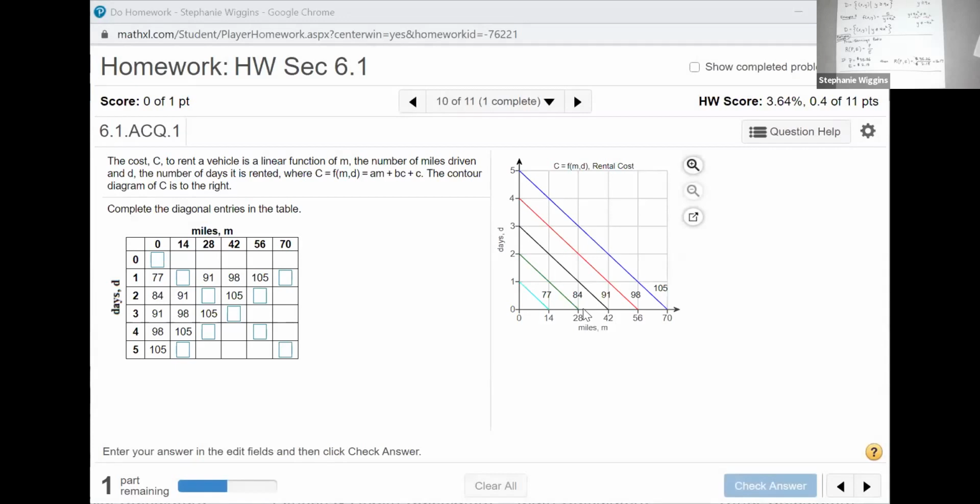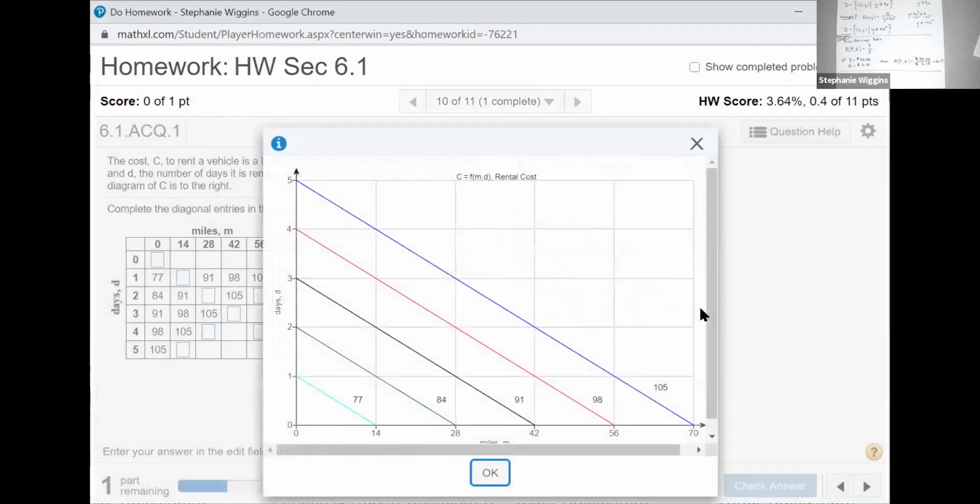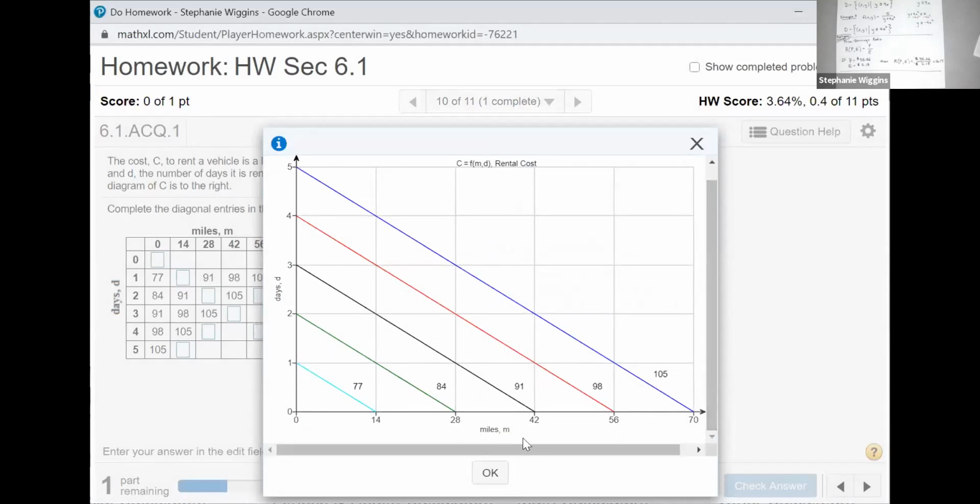So again, we have a two-dimensional graph here, but we have 3 variables that we're looking at. The horizontal axis is miles, and the vertical axis is days, and that's the input for your function. And then the third variable is represented by these contour lines. The contour lines are constant values, where your function is constant at a certain value. So for the light blue line here, it's 77.